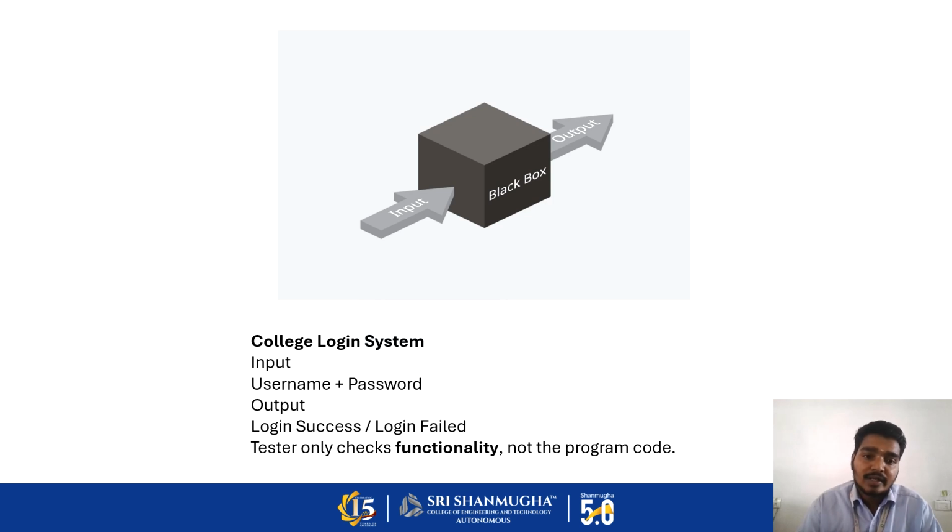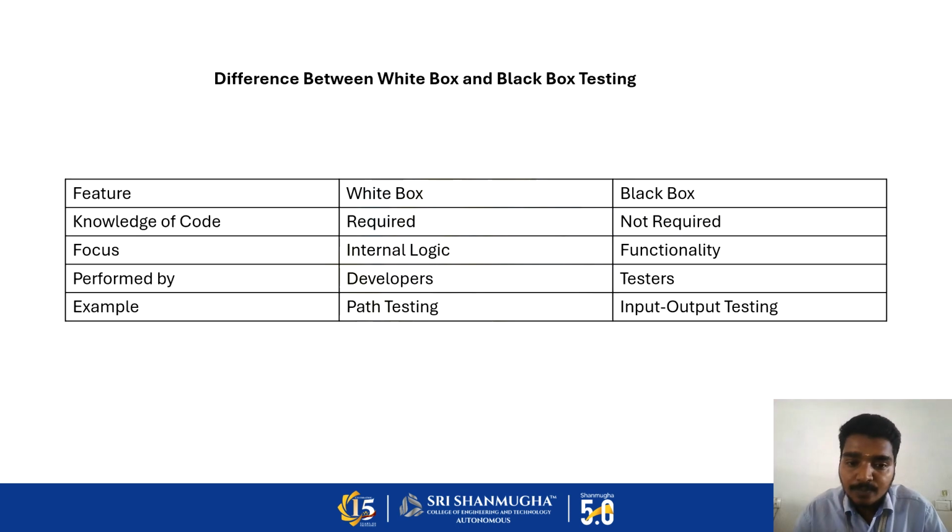For example, the college login system. What is the input? The username and the password. The output is a successful login. So there are only two kinds of operations. Testers only check the functionality, not the program code. What does functionality mean? Login successful, login failed. They are the functionality, while the code handles the username and user password.